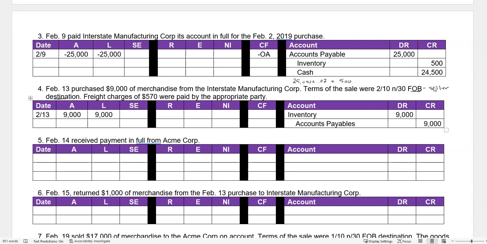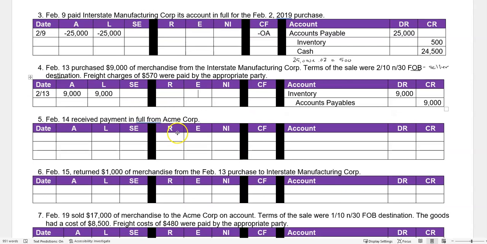That's the reason we don't have the lines to do that. So we know FOB destination, the seller pays the freight. We are the buyer, so therefore we do not have to pay the freight in this instance.